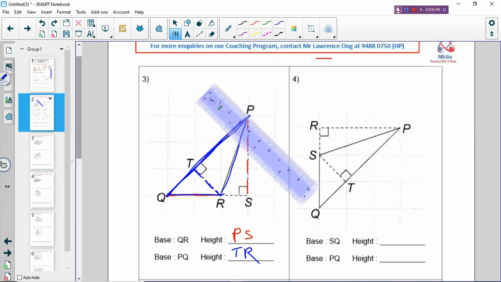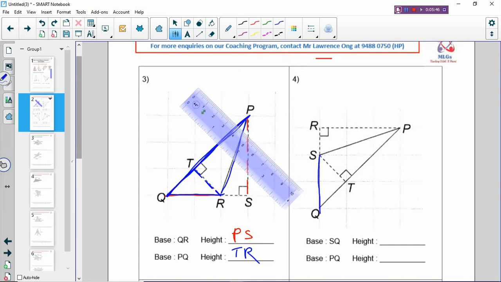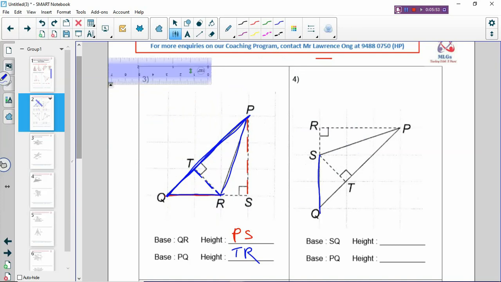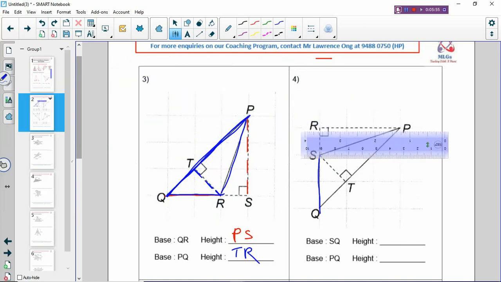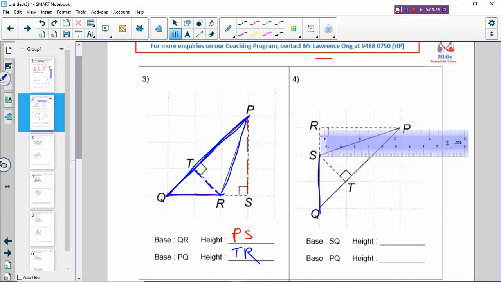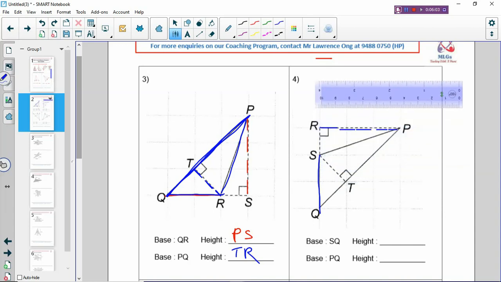Where's the base SQ? Now, the base SQ is over here. Then where's the height? There are many lines. So what I will do is take my ruler and put the ruler on the base, shift left, up and down, and you see a line that's parallel with the ruler. So the height is RP, or you can call it PR.